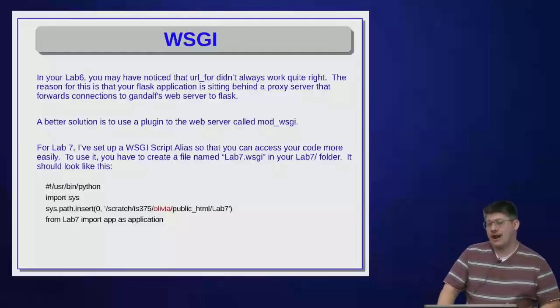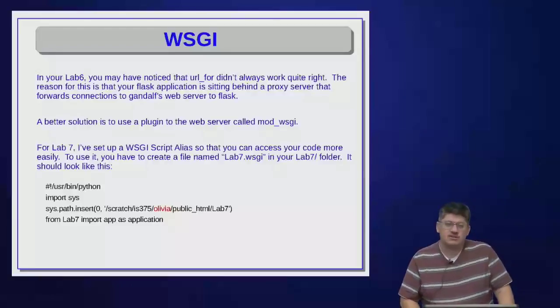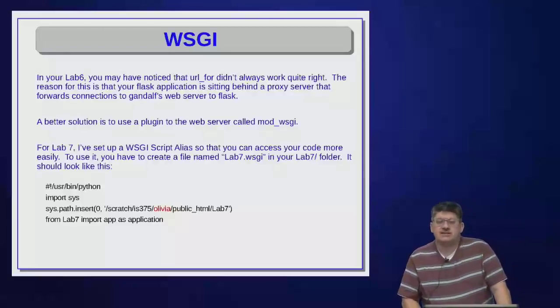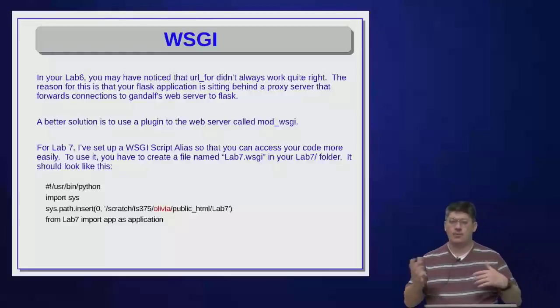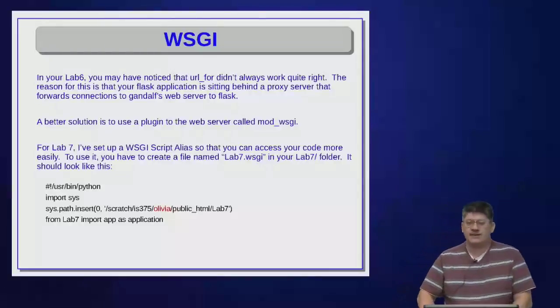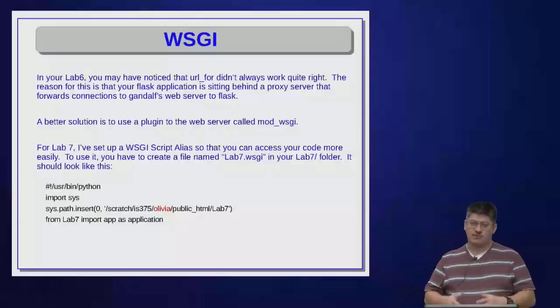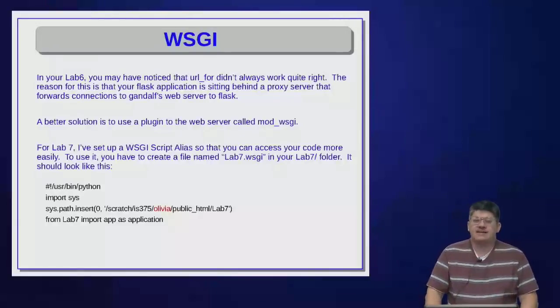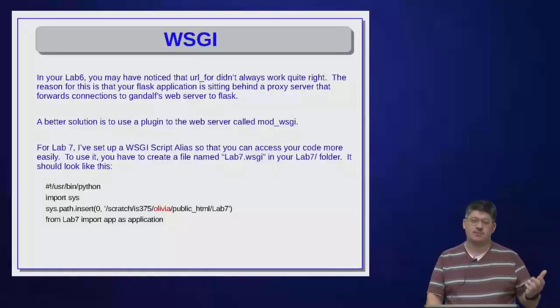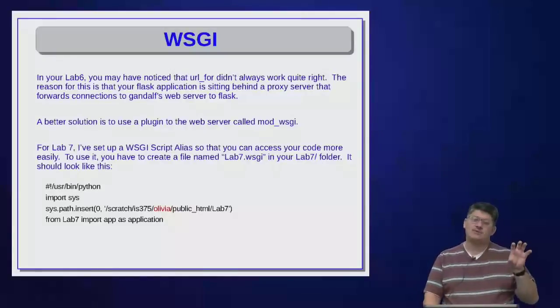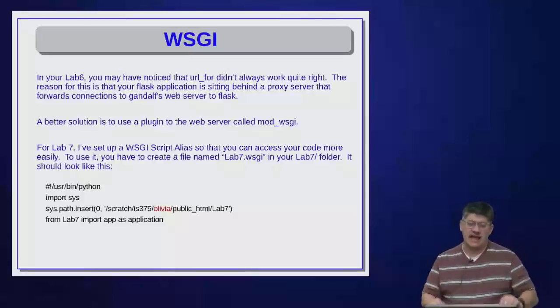So one way to get around this and make things work at least a little bit better is to use something called WSGI. WSGI is a Python framework for doing web manipulation. And it replaces CGI. It's kind of an advanced form of CGI. And Flask is built on top of WSGI. And there's a WSGI module for the Apache web server I'm using as a proxy that will make this easier. But if we want to be able to use WSGI, you actually have to create a file that will tell WSGI where to find your Flask application.